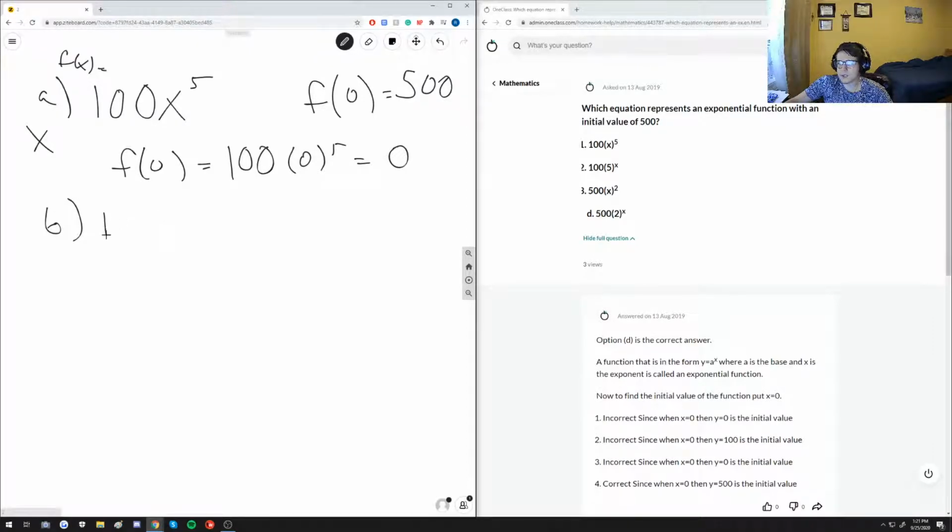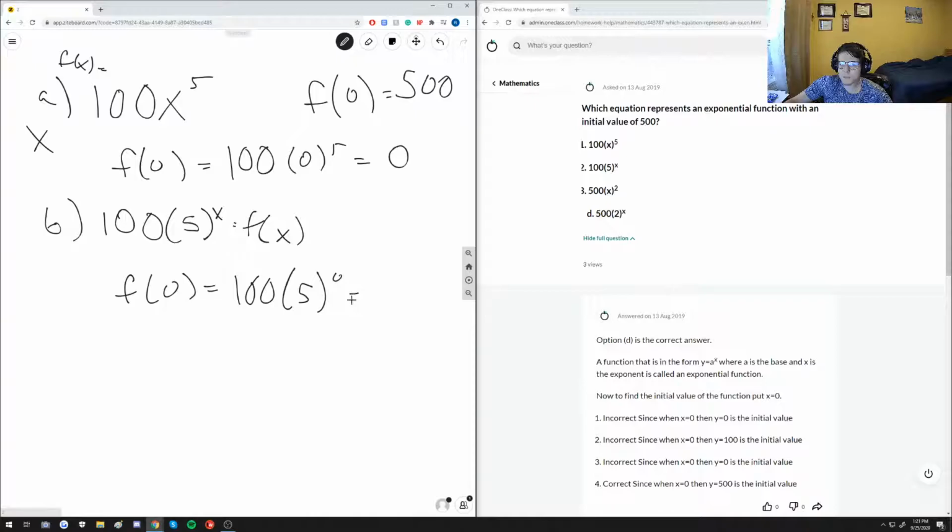Now we're going to look at the second equation. So, sorry, I got that wrong. So 100 times 5 to the x power is equal to f of x. So we want to plug in f of 0 again, or x equals 0 in this case. We get 100 times 5 to the 0th power.